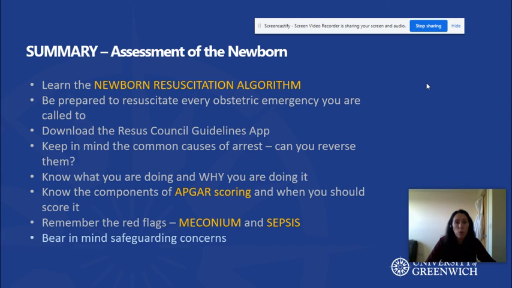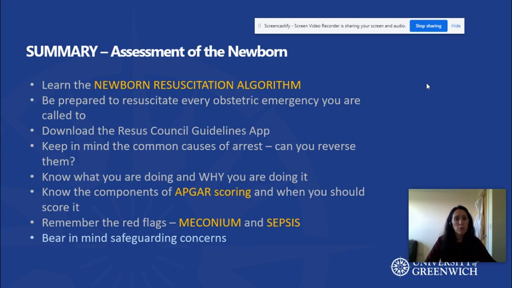Okay, so a summary for you. When you go to any delivery, make sure that you know the Resus Council guidelines algorithm for resuscitating a newborn. Understand the reasons why newborns might not make it in terms of hypoxia, illness, and developmental issues. Know what you're doing and why you're doing it. So when it comes to inflation breaths, when it comes to ventilation breaths, know how many you're doing, why you only do that amount, and why you resus if the pulse is less than 60.